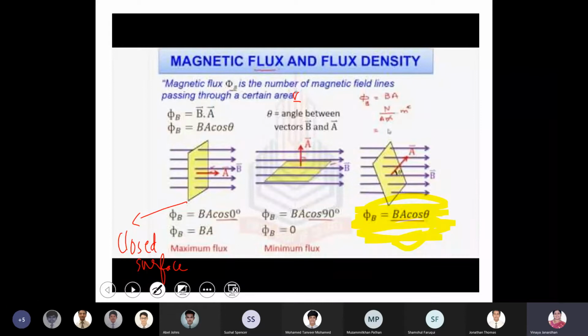Here, B vector represents your magnetic field. What is A vector? Any vector which is perpendicular to the plane of the loop, the plane of a coil, or the plane of this surface. You have taken a rectangular surface, say it is made up of a magnetic material. So any vector which is perpendicular to the surface is called an area vector. So this is your magnetic flux.